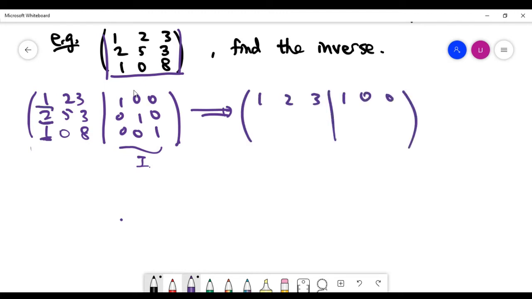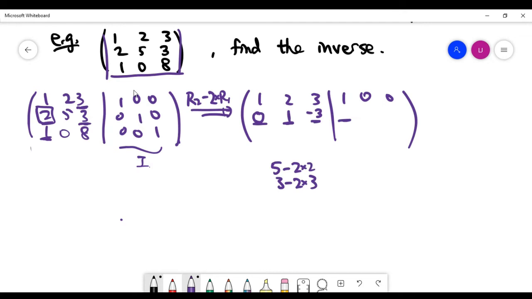And for row 2, we have to make it 0. What we can do is row 2 minus 2 times row 1, right? And we'll get 0 in the first spot of the second row. And the next number here is going to be what? It's going to be 5 minus 2 times 2, which is 1. And this number is going to be 3 minus 2 times 3, right? So it's going to be minus 3.